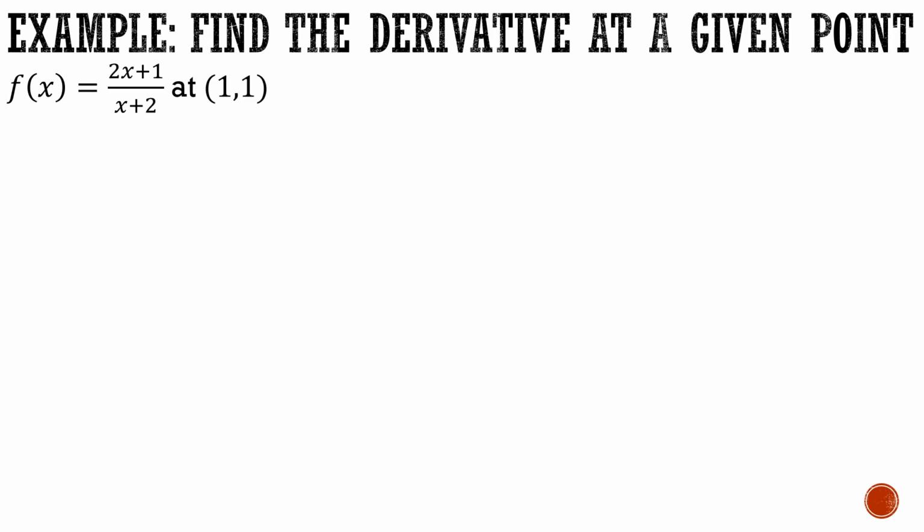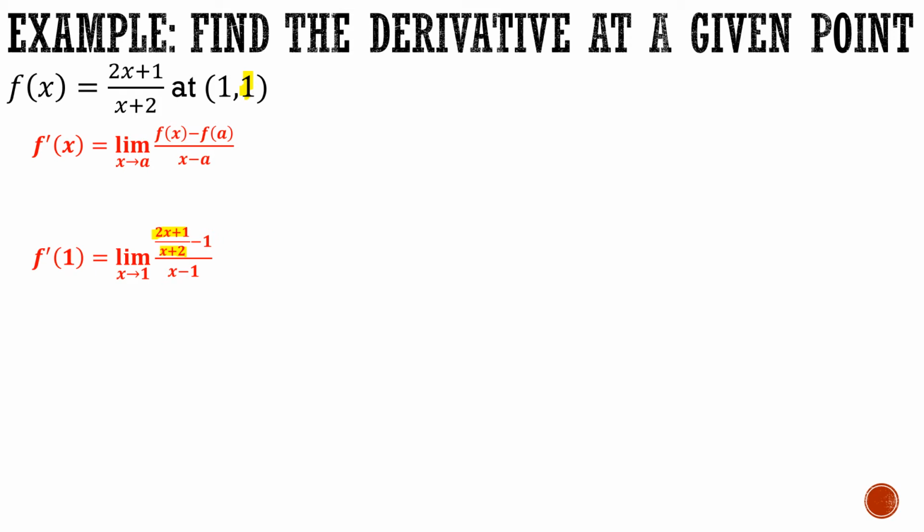Next, we have another example, finding the derivative at a given point. Our function is a little bit more complicated. We have a rational function, 2x plus 1 over x plus 2, and we're finding that at the point 1, 1. So again, I'm going to set up my formula. I'm going to plug in my f of x, which was the original equation. And I'm subtracting f of a. Well, they told me f of a this time. They told me that if I plug in 1 to this formula, I'm going to get 1 back out.